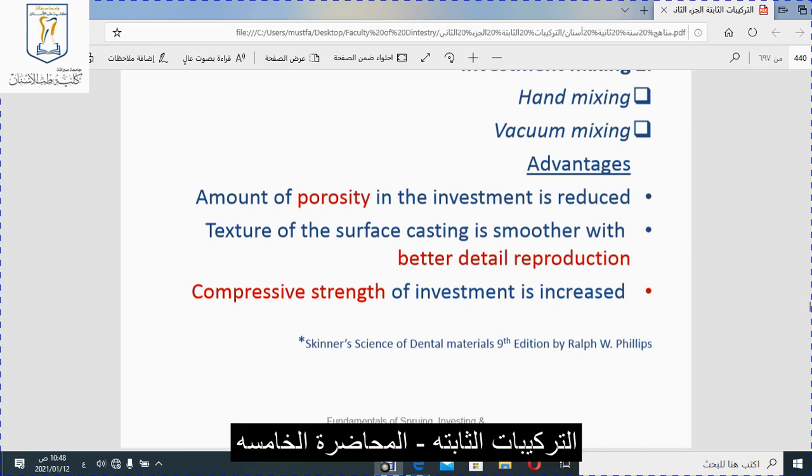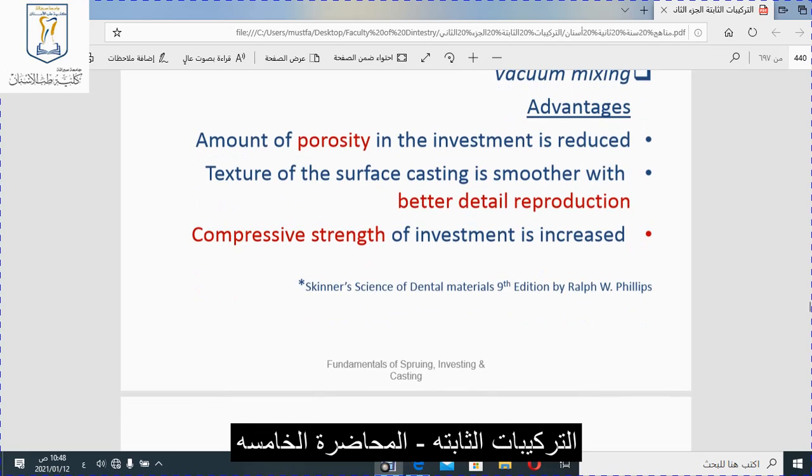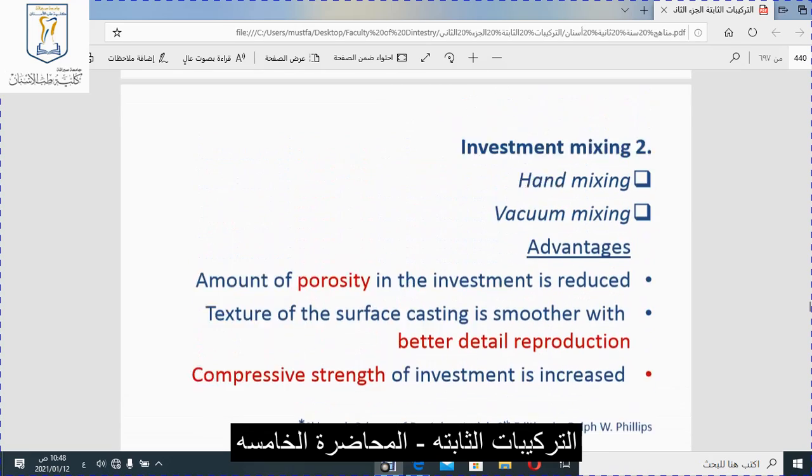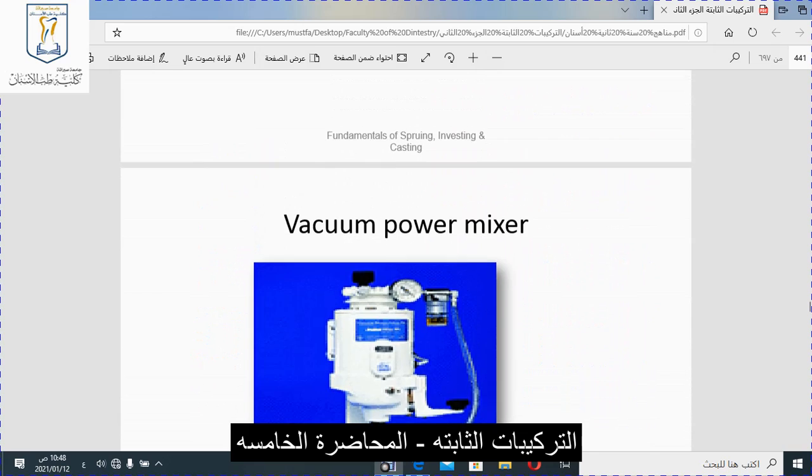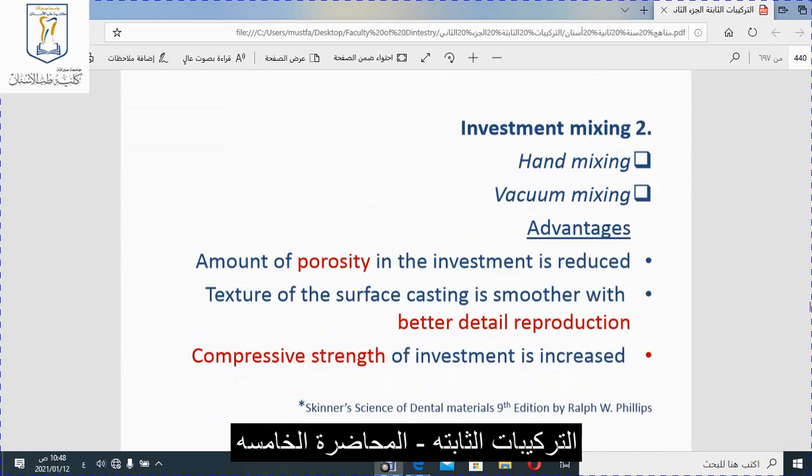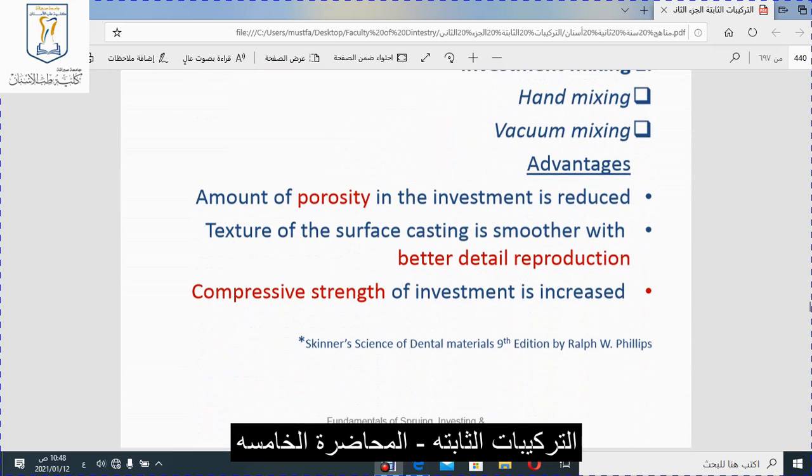It must give a smooth cast with better details. The compressive strength of the investment material must be increased during mixing. For example, when porosity is present in the cast or the investment material, the compressive strength will decrease, the details will be lost, and the surface becomes rough.